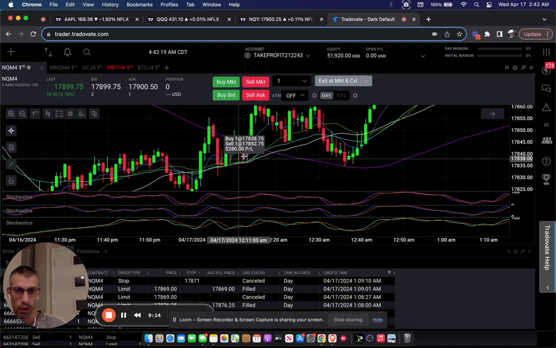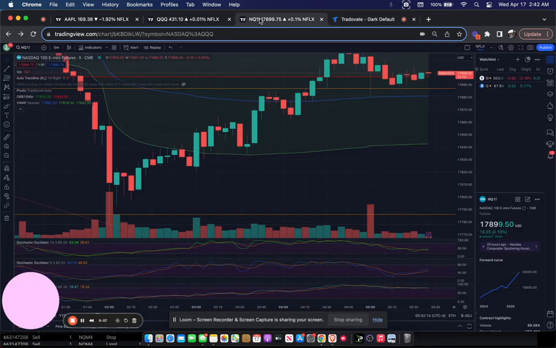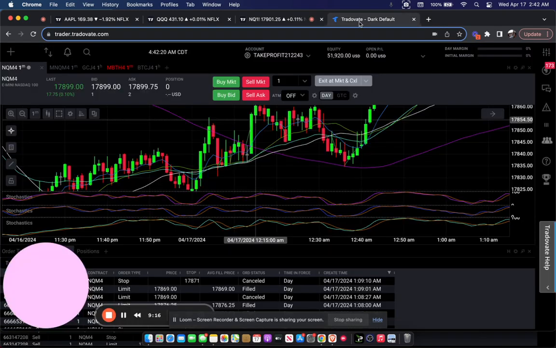Where's the big one? Here. All right, so 12:11 is when I made that big trade. What time is that? Is that this one? No, that's 12:30. 12:11 is right here, right? The 12:10 candle, and it worked all the way up. I got a lot of it, actually.